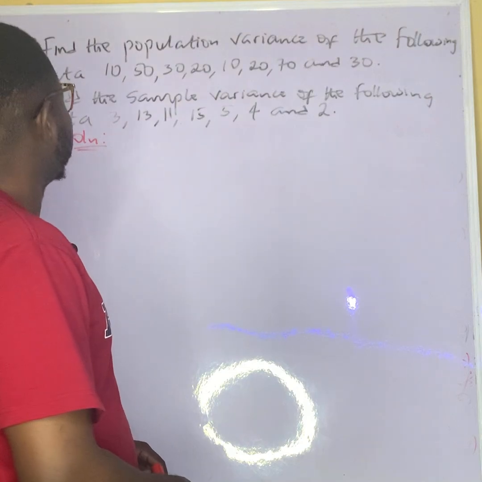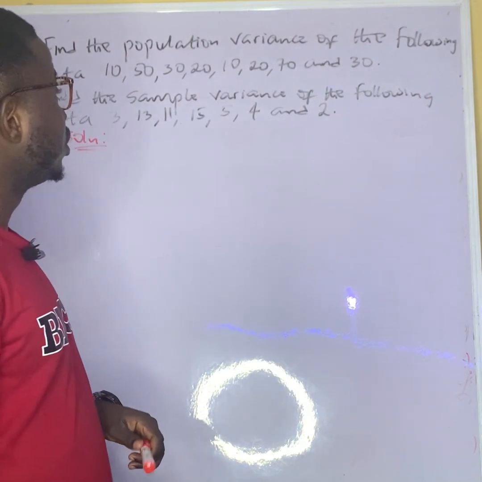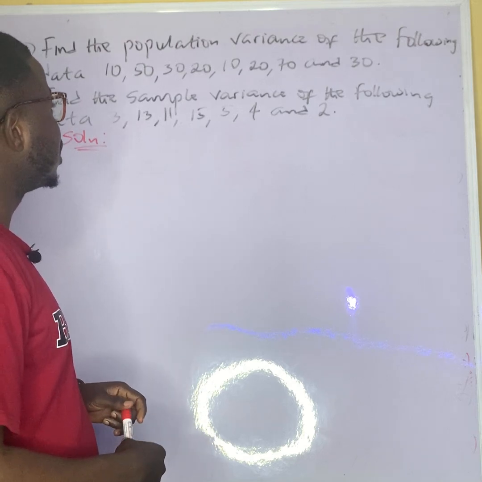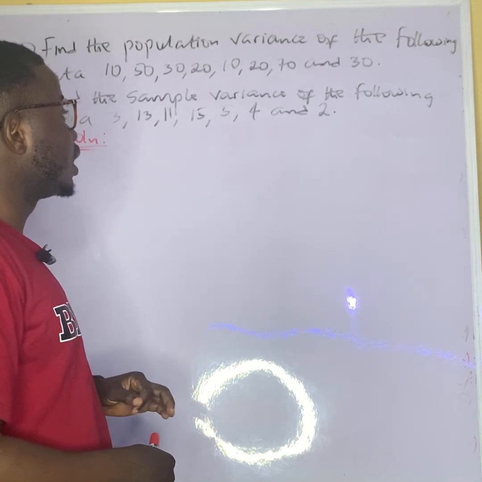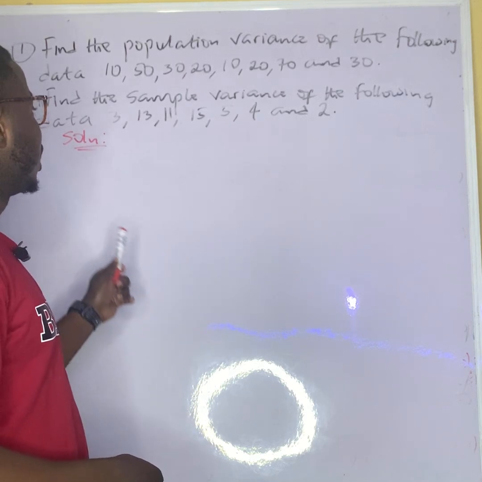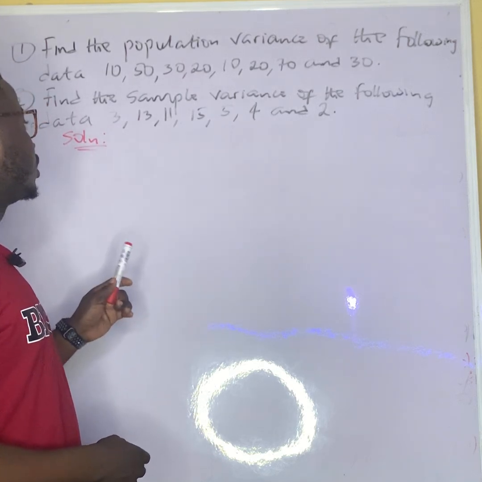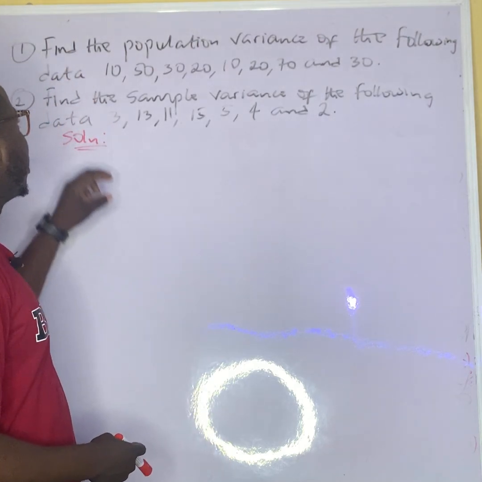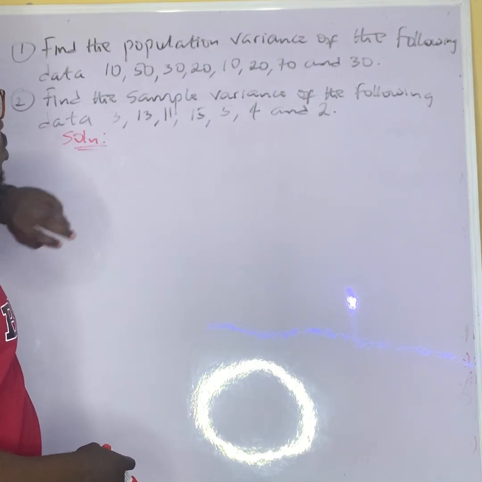The question that we have here is we have to find the population variance of the following data. Here we have 10, 50, 30, 20, 10, 20, 70, and 30. Then we have another question here as well. We have to find the sample variance given the following data: 3, 13, 11, 15, 5, 4, and 2. Now, we are starting with the first question.